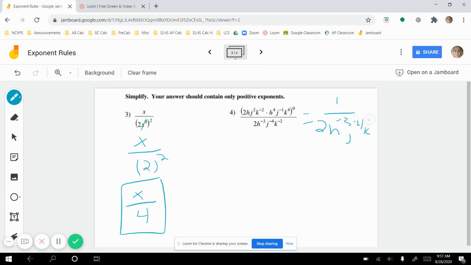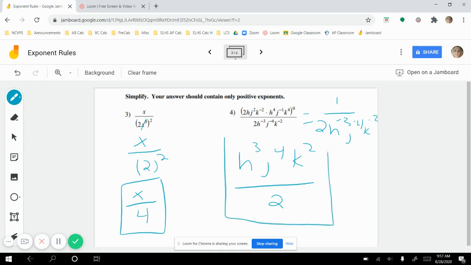And what is it? K to the negative 2. Okay. So now we want to get rid of these negative exponents. Notice that everything on the bottom has a negative exponent except for the 2. So that means we are going to move each of those up to make them positive exponents. So we're going to have an h to the positive 3, a j to the positive 4, and a k to the positive 2. And then the only thing that's going to be left on the bottom is that 2, because that 2 did not have a negative exponent, so we do not move it.